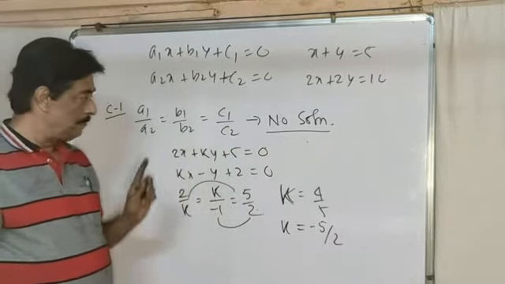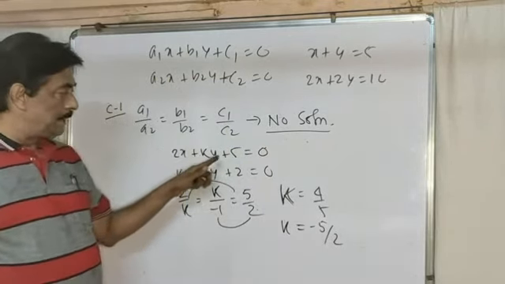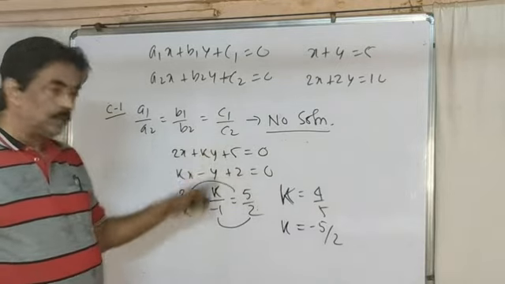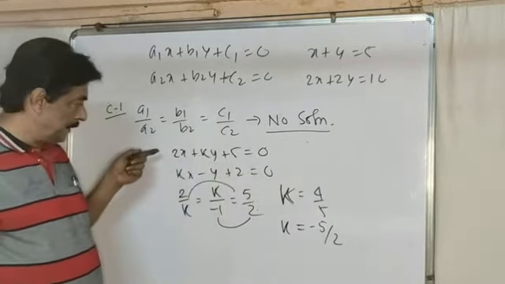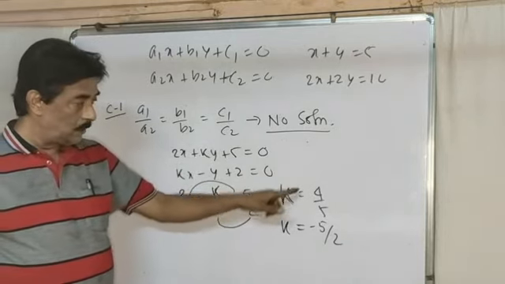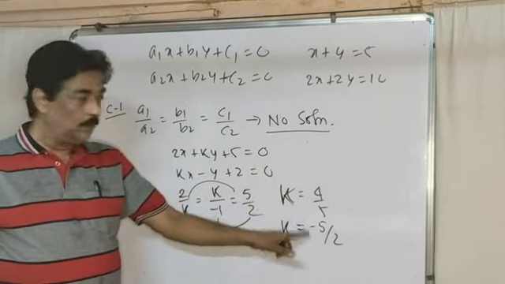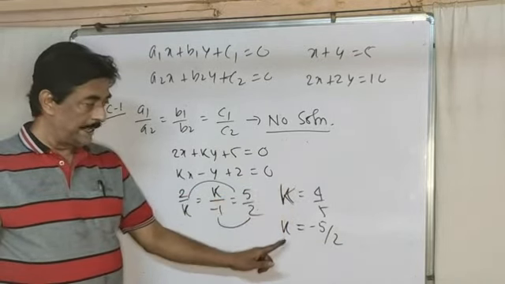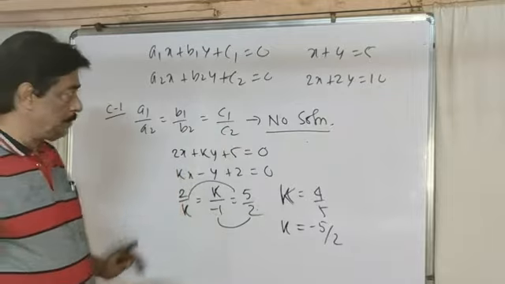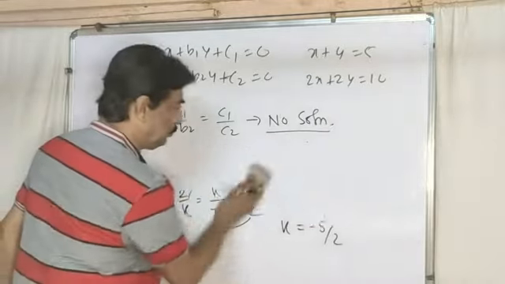My question. If 2x plus ky plus 5 equal to 0 and kx minus y plus 2 equal to 0 has no solution, then what is the value of k? This by this equal this by this equal this by this. We are getting k equal to 4 by 5 or k equal to minus 5 by 2. So for k equal to 4 by 5 or k equal to minus 5 by 2, the equation has no solution. Remember very carefully.